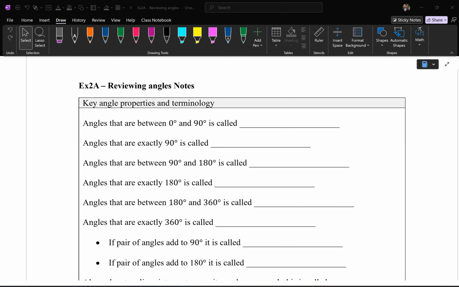And let's begin. Here we go. Exercise 2A, reviewing angles. Let's write these notes.